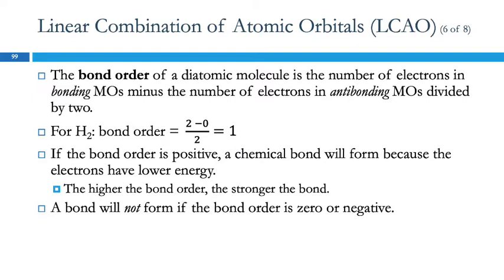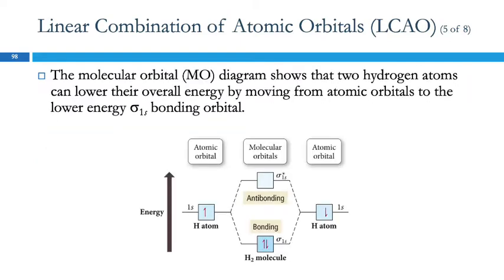And then we talk about something called bond order. It's the number of electrons in bonding orbitals minus the number of electrons in anti-bonding orbitals, divided by 2. So let's look at what that is for this hydrogen molecule. There are 2 electrons in bonding orbitals, so that's 2. And we're going to subtract the number in anti-bonding orbitals, which is 0. And that quantity divided by 2. And so that gives us a bond order of 1.